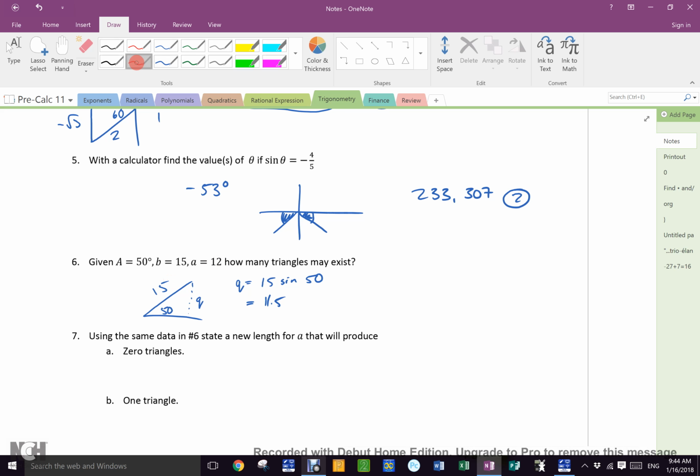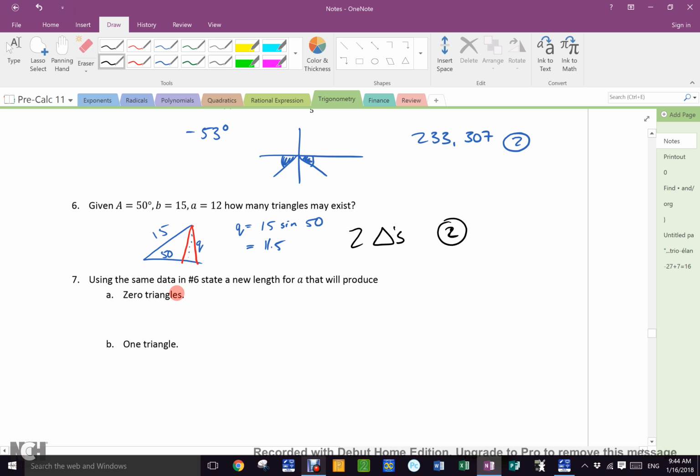So where can it go? It could go there or there. So how many triangles can I make? 2. Oops, I shouldn't have circled that. 2 triangles. I'm going to call that 2 marks, because you had to know a lot of stuff to do that.